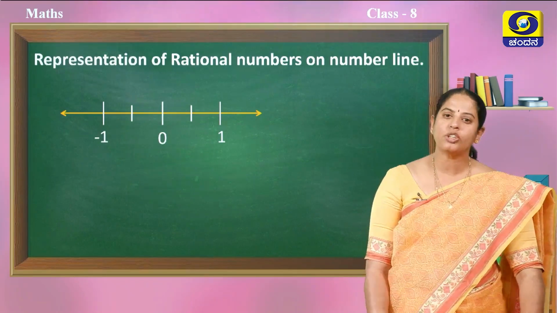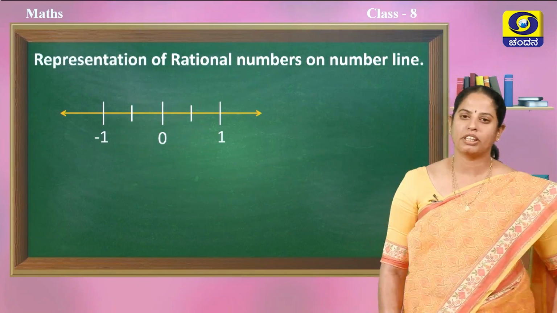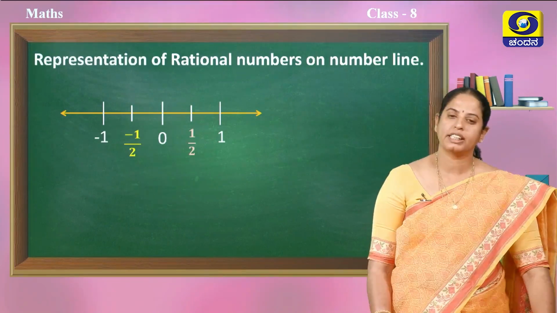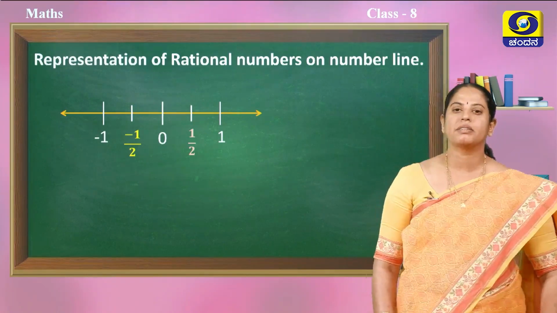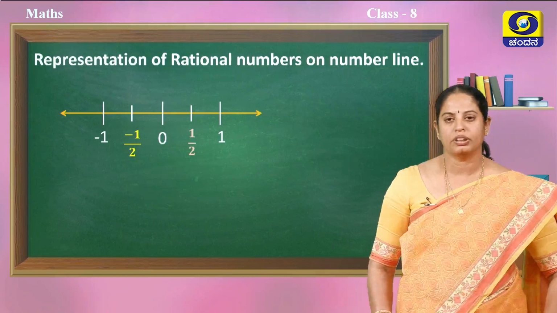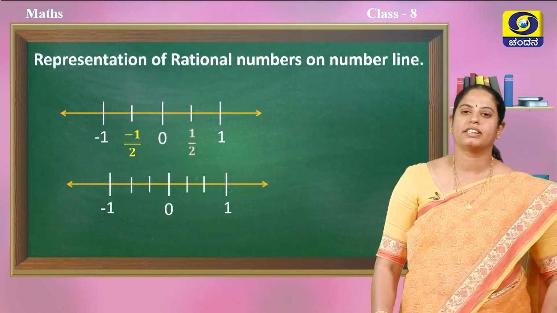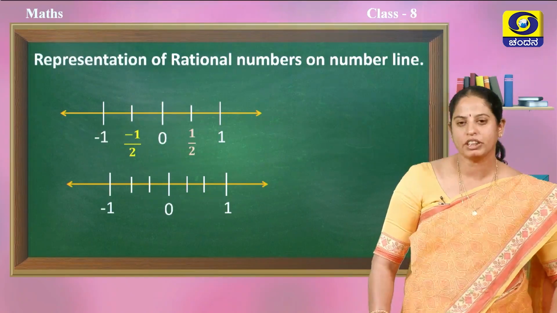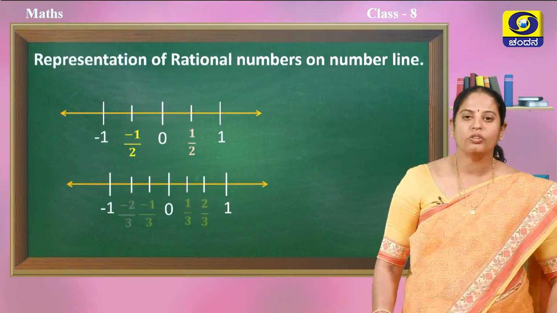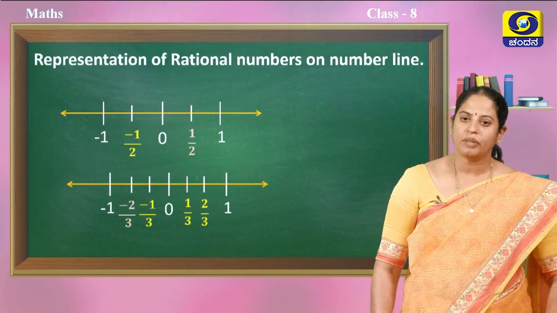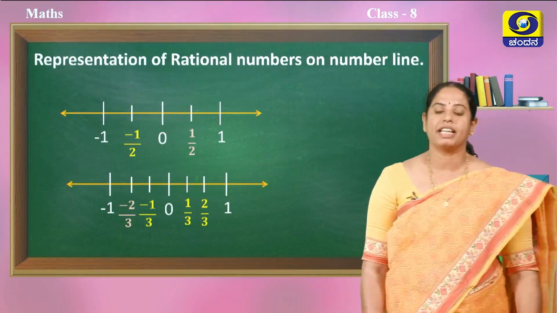If I divide 0 and 1 into two equal parts, we know each part is equal to 1 by 2. In the same way, when I divide 0 and minus 1 into two equal parts, it is minus 1 by 2. Yes, you are observing it. In the same way, if I divide 0 and 1 and 0 and minus 1 into three equal parts, each part is equal to 1 by 3, 2 by 3 in positive direction and minus 1 by 3, minus 2 by 3 in negative direction.